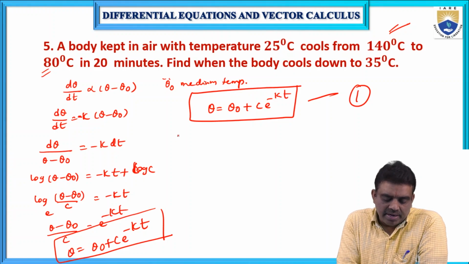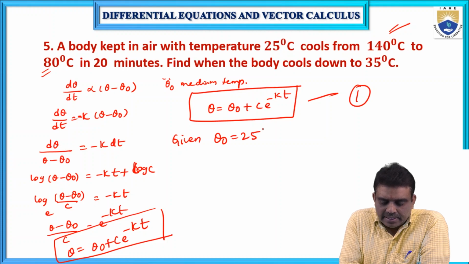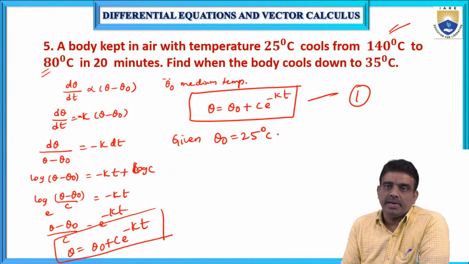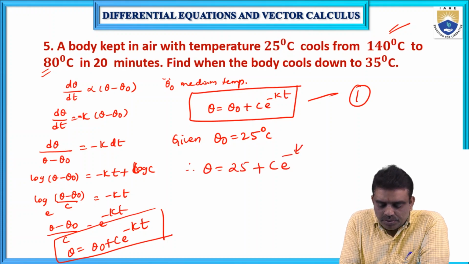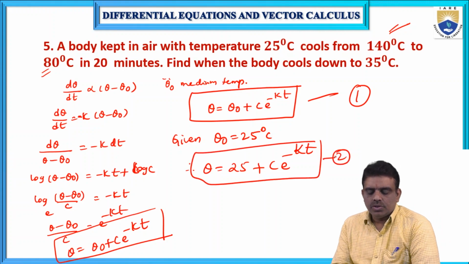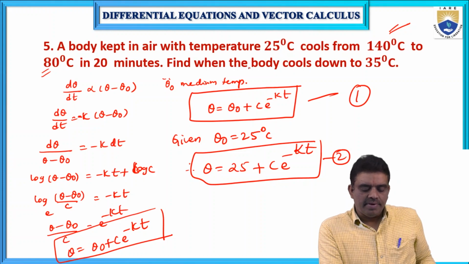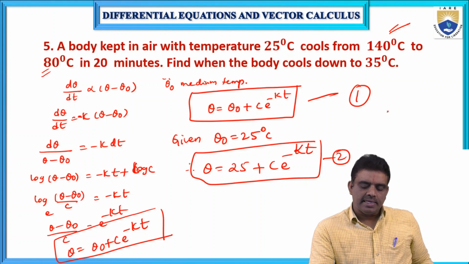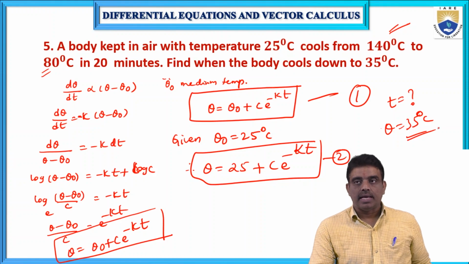Where theta naught is given. What is theta naught? Given theta naught is 25 degrees Celsius, the air temperature, that is the medium temperature. Therefore theta is equal to 25 plus c into e power minus kt. So this is the relation. Now we have to find when the body cools down to 35 degrees centigrade. At what time will theta be 35 degrees centigrade? That you need to calculate.